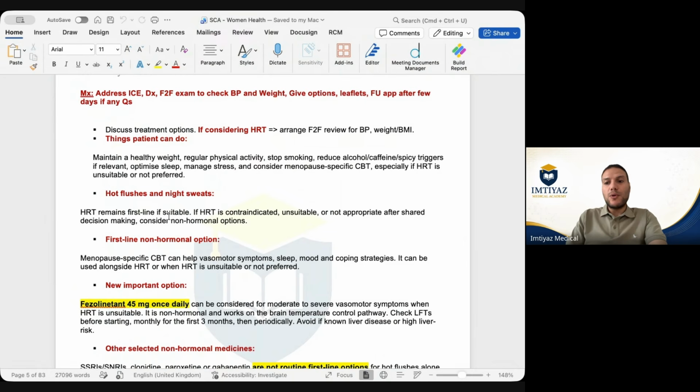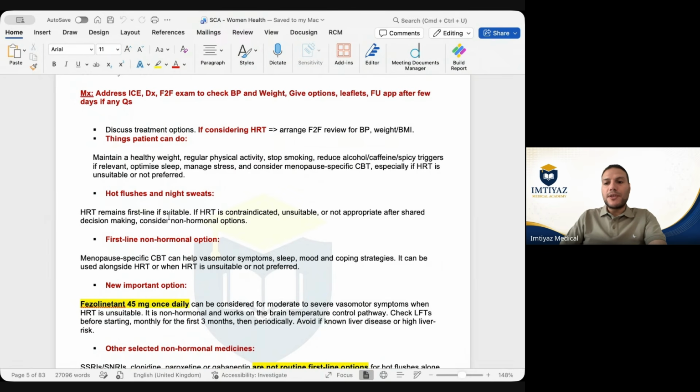If we are giving the hormonal options, we need a face-to-face. Why? Because you need to check blood pressure, BMI and weight. Listen carefully, please. If the patient tells you, doctor, I had those readings done in my gym, it's okay. Please give me the reading. That's fantastic. You don't need to come. Okay?